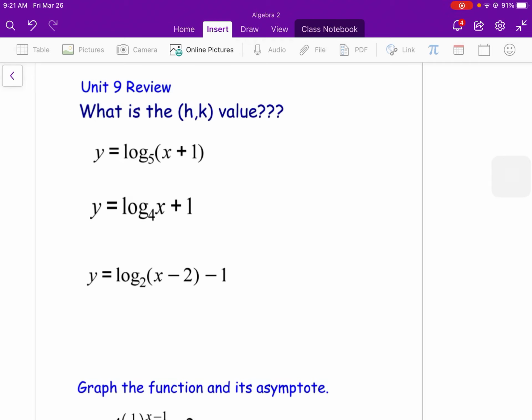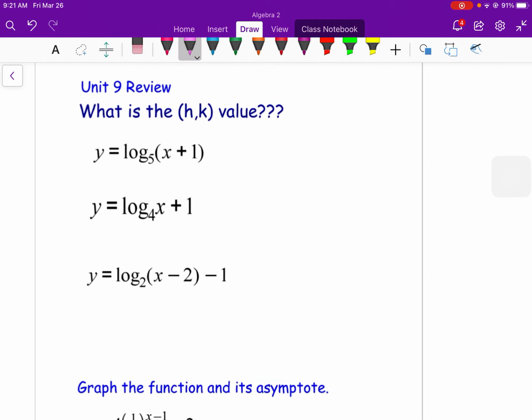All right, a little Unit 9 test review. So just want to start by looking at the differences between these equations and finding h and k. So you have to remember that in basically any function equation, we have h is with the x, and then k is at the end.